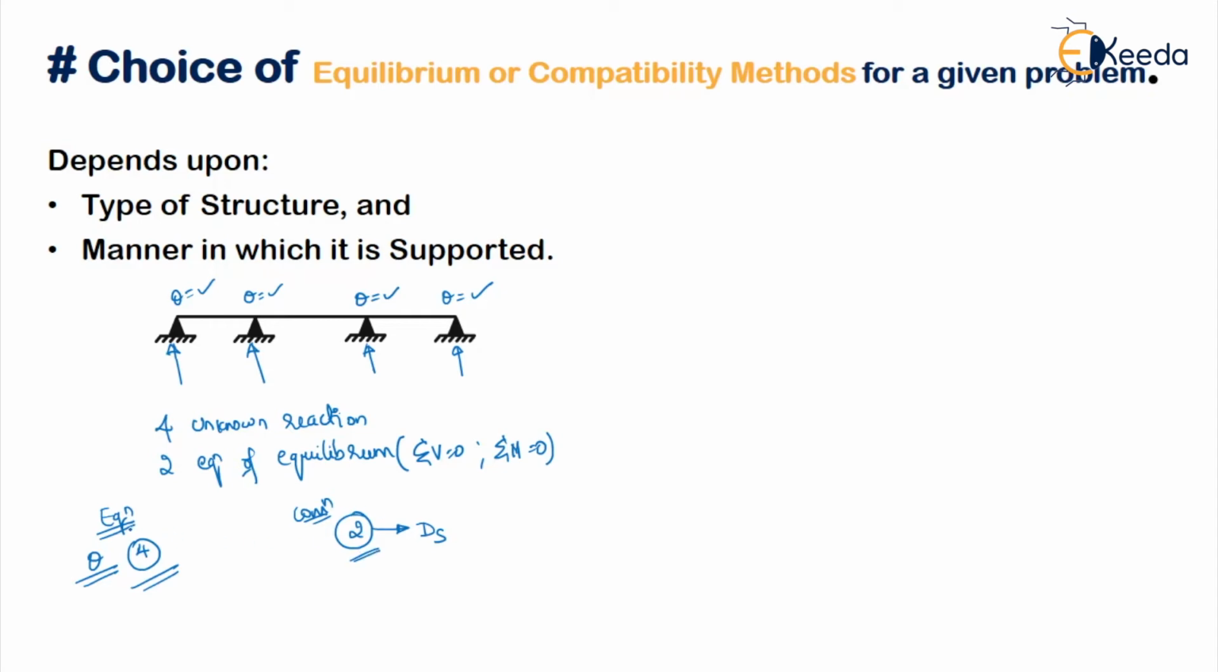So in the equilibrium method, if we take displacements, 4 equations are required. But in the compatibility method, if we go for the remaining unknown reactions, only 2 equations of compatibility are required. So solving this is easy when compared to this. For this particular problem, which method is easy? Choosing the compatibility method is easy, right?